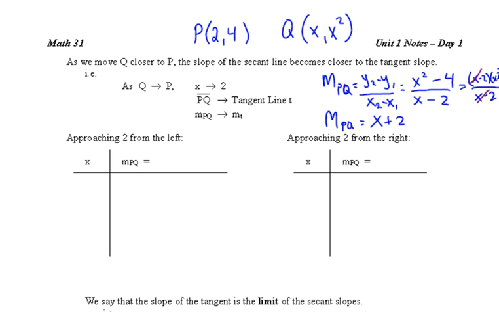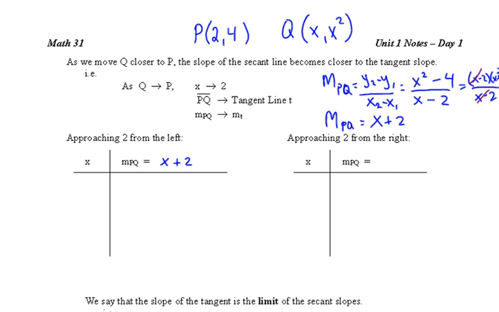Slope of the secant line is x plus 2. And so we want to approach x equals 2. Why do we want to approach x equals 2? That's where point P is. That's our tangent line. So we want to take our secant and we want x to approach 2 there. So we're going to approach 2 from both sides, the left side and the right side.